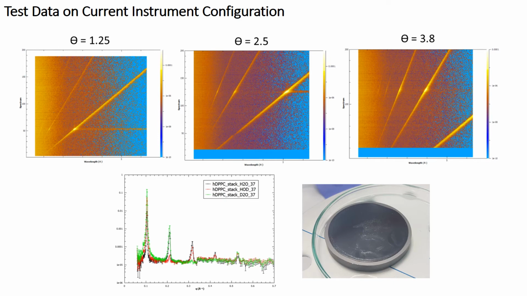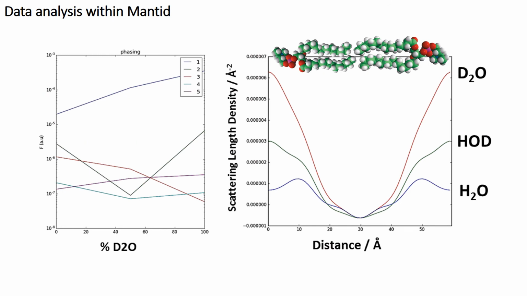Using some background subtraction techniques and diffraction focusing in Mantid, we were able to reconstruct these diffraction profiles in the QZ direction, under multiple different isotopic contrast conditions, and then using Fourier synthesis, we were able to construct the following density profile of our DPPC membrane.